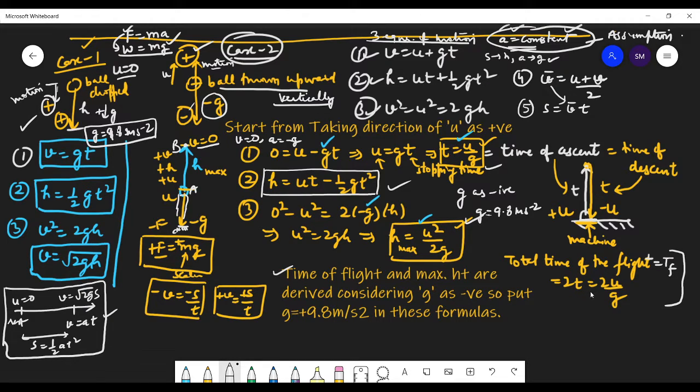So what will be the total time of the flight? Flight means when the ball was in air. So the total time when the ball was in air, that's your time of flight, TF. So time of ascent plus time of descent: 2 into u by g, or u by g plus u by g. So that's the time of the flight.